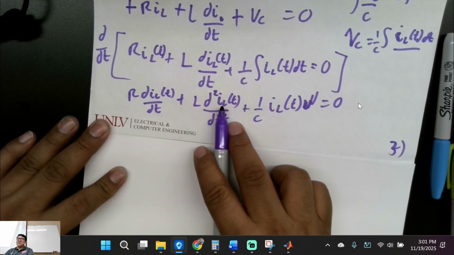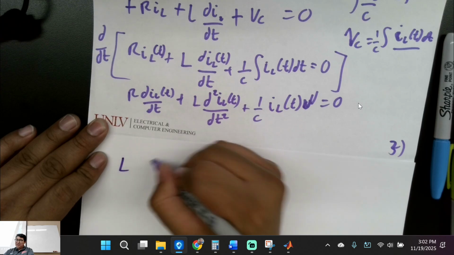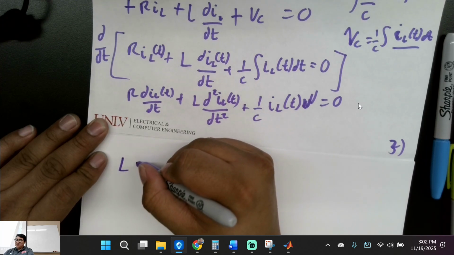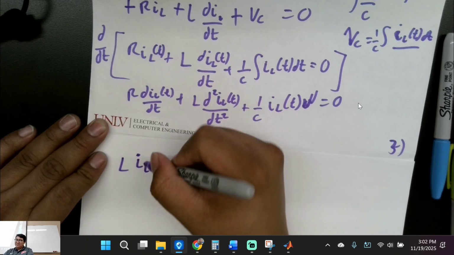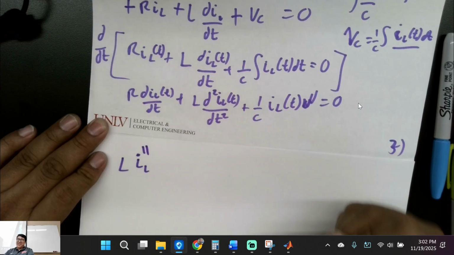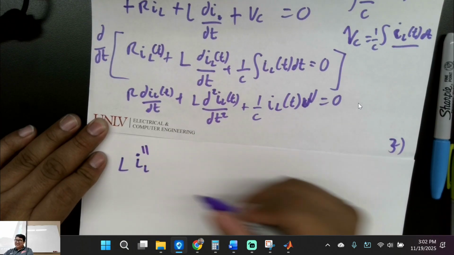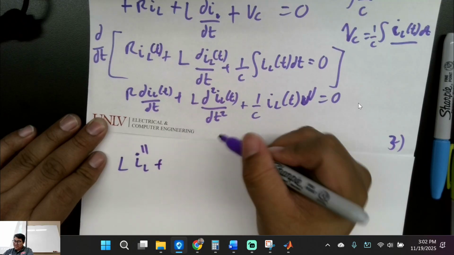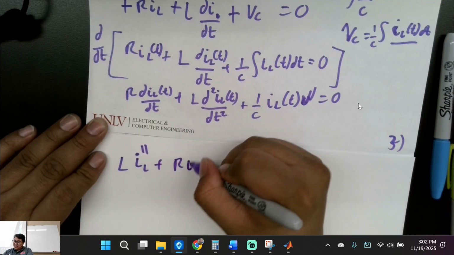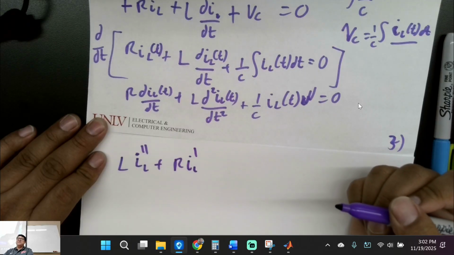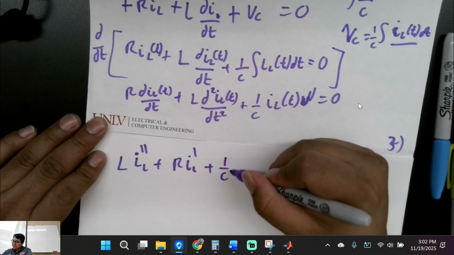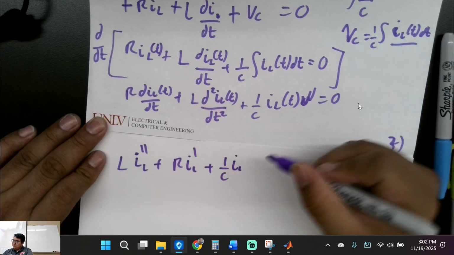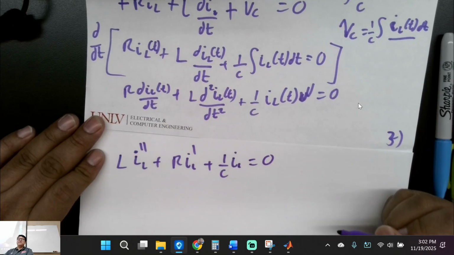I'm going to put the second order guy right here. L, and is anyone bothered if I do the following? I, L, that. Is anyone bothered by that? Plus R, I, L prime, right? Plus 1 over C, I, L is equal to 0.